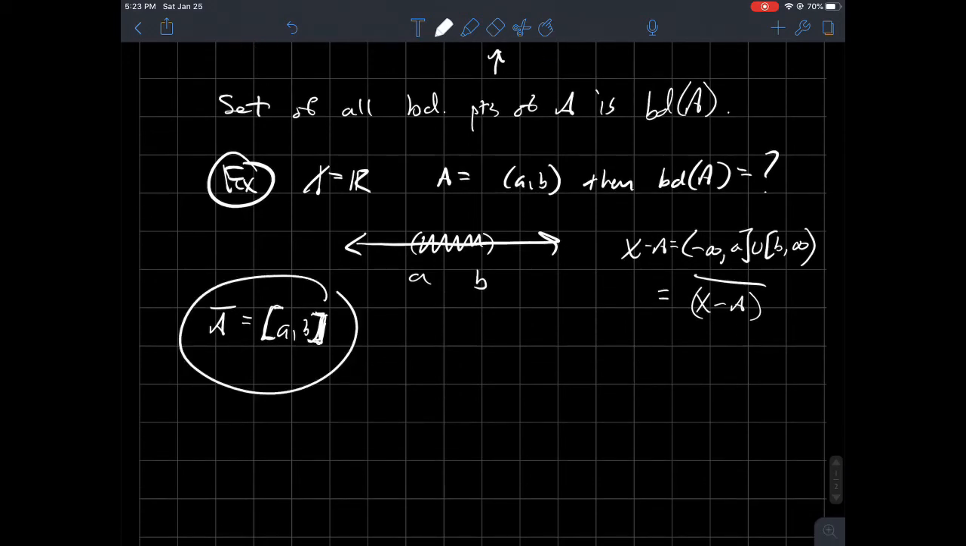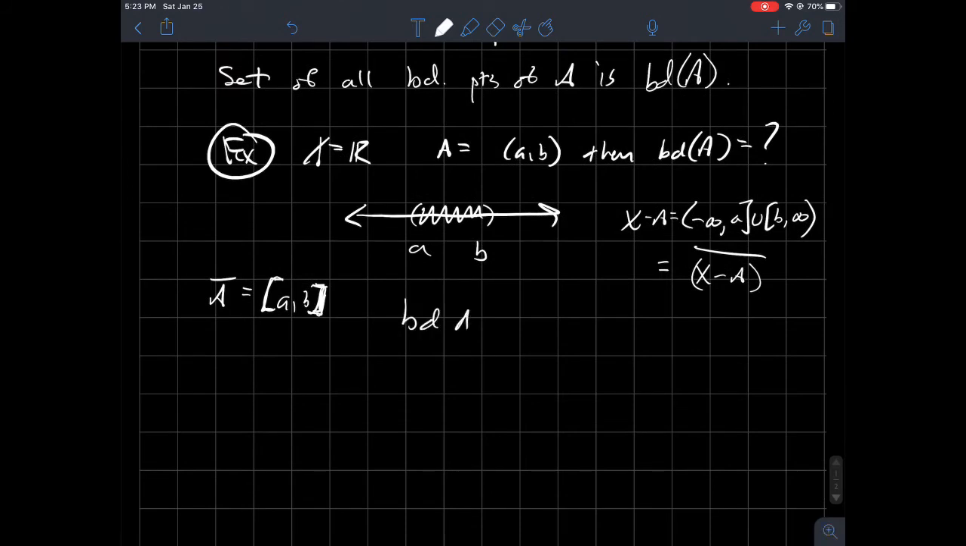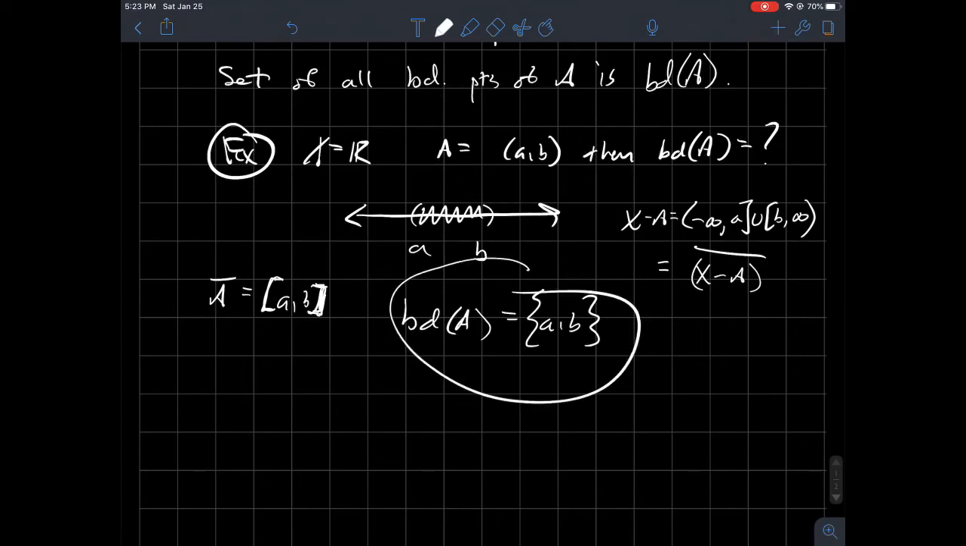So what do we want to do? We just want to see where these two overlap. So where do they overlap? Well, they overlap at the left endpoint a, and they overlap at the right endpoint b. So in this case, BD A, in other words, what's the boundary of this interval? It's just the endpoints. So it's just these two numbers, a and b. That's why I'm using squiggly brackets. That's a set with two things in it, unlike an interval of infinitely many numbers here or here. So it's just the left and the right endpoints that are the boundary of this interval.